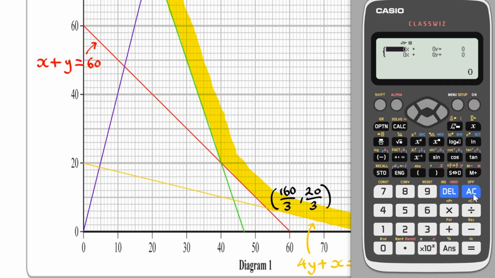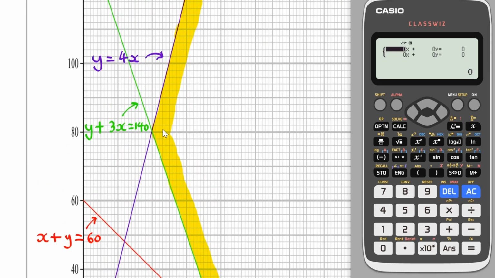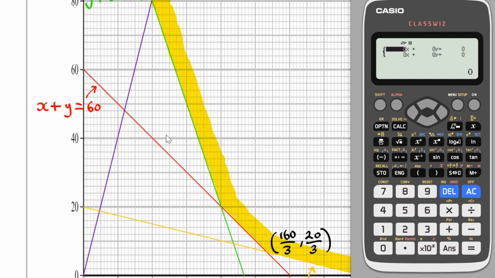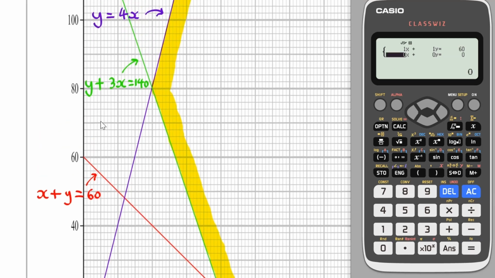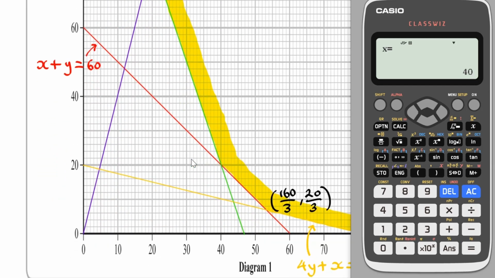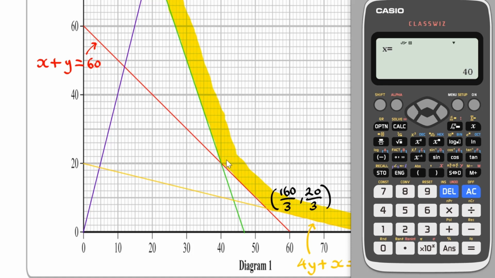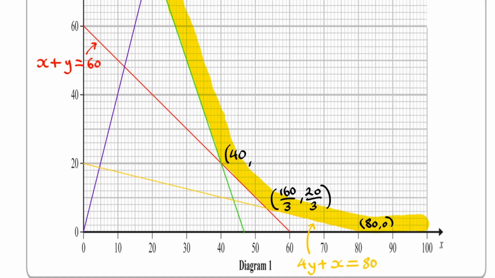Next, let's solve the red line with the line over here. So we have x plus y equals 60 solved simultaneously with this 3x plus y equals 140. We get x equals 40 over here, and y is equal to 20. So that's another point of intersection.